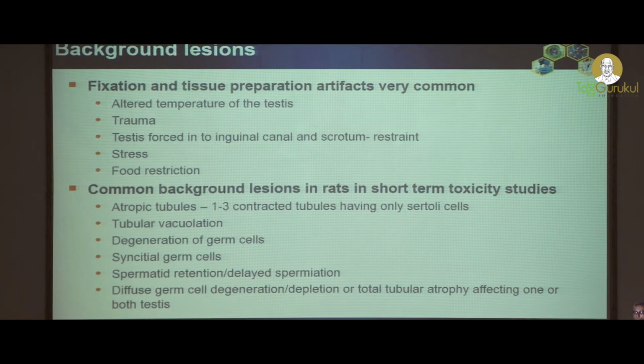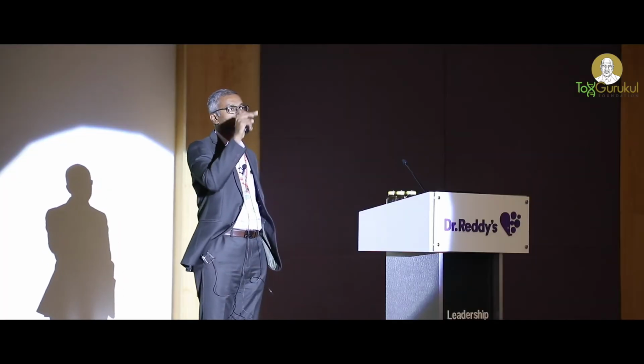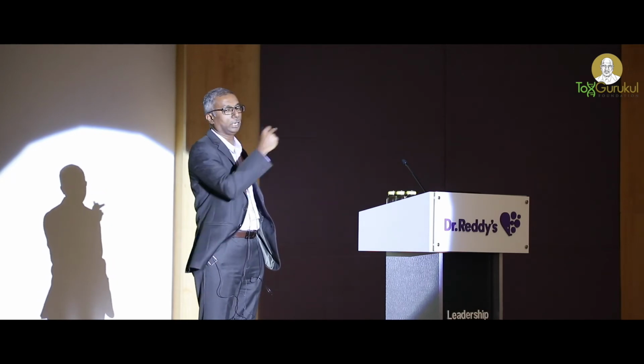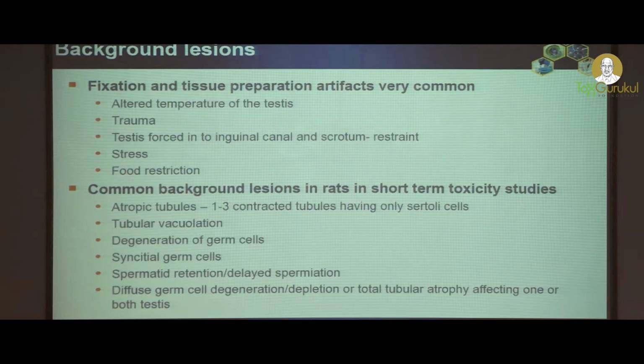There are a lot of common background lesions that are seen. If you are unlucky, you may see only in the highest group, like an atrophic tubule of 1 to 3, because these tubules have an arrangement of up and down and then circular within the testis. So one next to the other, 1 or 2, 3 contracted tubules may be seen, which only have Sertoli cells. Tubular vacuolations, sparse degeneration of some germ cells, syncytial germ cells, the giant cells, the spermatid retention or delayed spermiation.